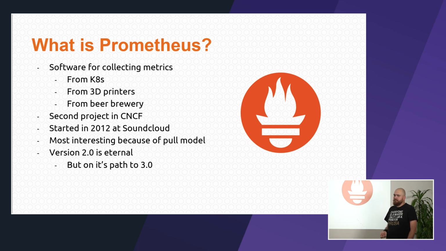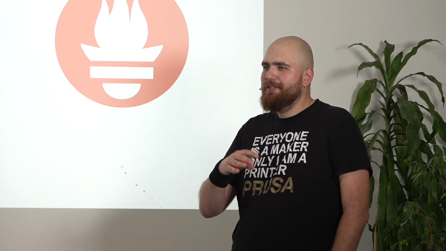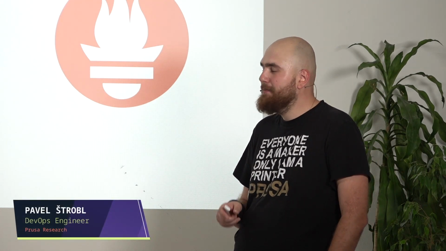Most interesting is, like I said, Prometheus scrapes the metrics from the endpoints. It uses a pull model, not push. You are not pushing data into Prometheus. You can, but mostly it uses the pull model. And version 2.0 is eternal, but fortunately, version 3.0 is coming. Last week at PromCon, the 3.0 beta version was released, so you can download it and test it in production, obviously.